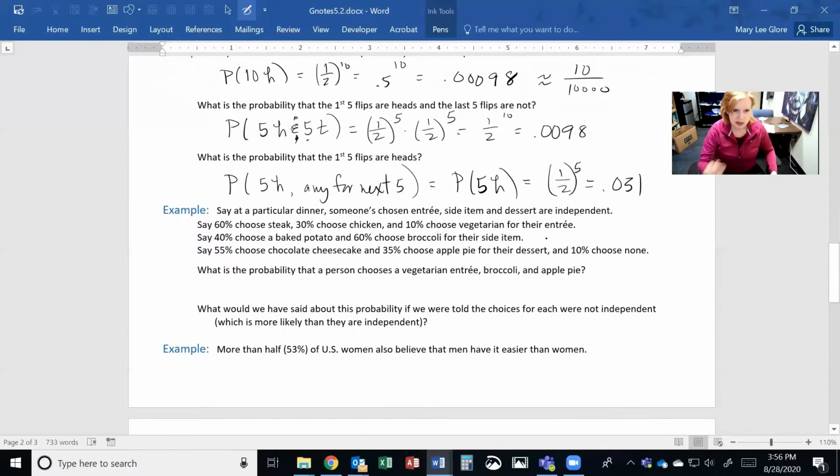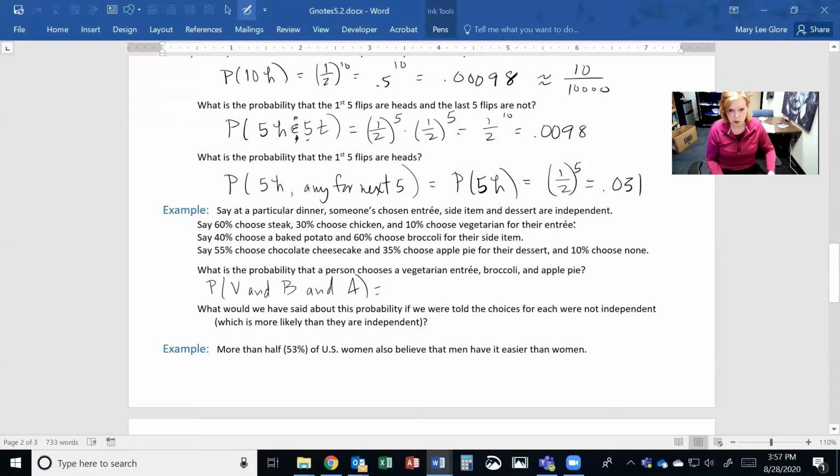All right, so let's say we have dinner and you get to choose an entree, a side item, and a dessert, and your choices are independent. So what you choose for your entree is not going to change the probability of your side item, which is not going to change the probability of your dessert item. So what's the probability that a person chooses a vegetarian entree, V, and they choose broccoli, and they choose apple pie?